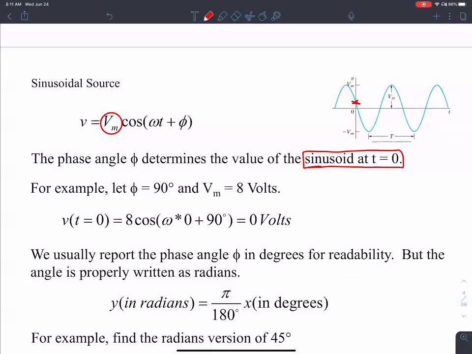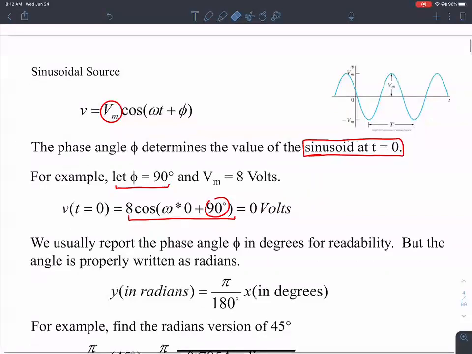the phase angle. For example, if we let the phase angle be 90, then when you plug in a value of 90 into the phase, you see that the output is 0 volts. So this cosine wave that's supposed to begin at 1 is offset by 90 degrees now.